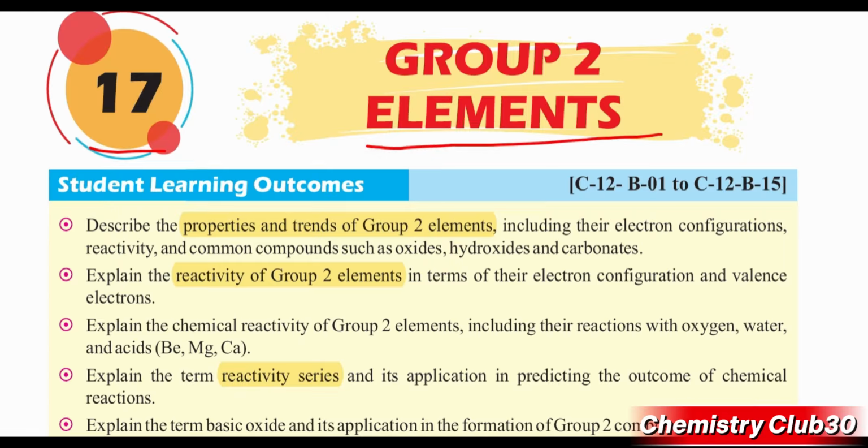Today we will start the first chapter of second year chemistry, which is chapter 17, and its name is group 2 elements. Group 2 elements are also called alkaline earth metals. In this chapter we will study the properties and trends of group 2 elements, which will include electronic configuration, reactivity and common compounds of these elements.